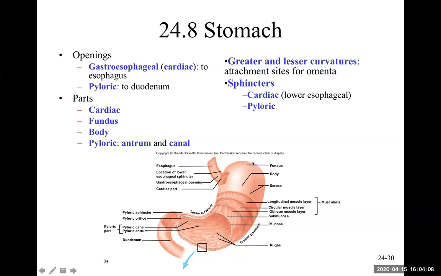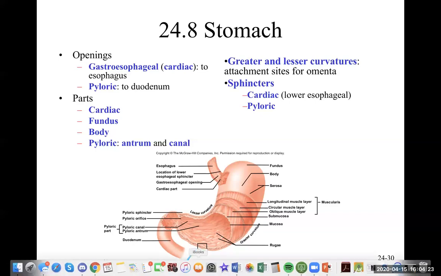The larger outline of the stomach is called the greater curvature. The greater curvature is where we have the greater omentum, right? It starts at the greater curvature and it covers the rest of your small intestines.